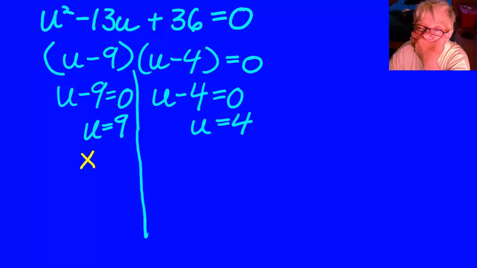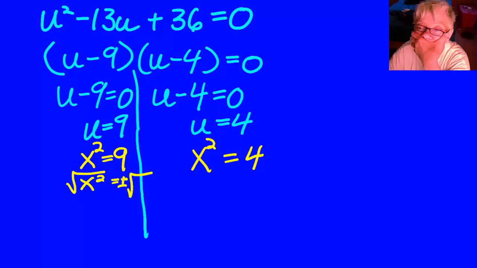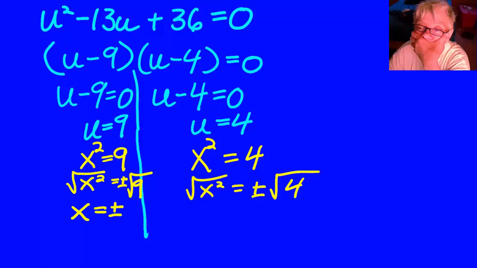Now I have to resubstitute the letter that was used in the original equation. After all, u equals x squared, so I resubstitute x squared in for the u. Then to isolate x, I take the square root of both sides, and I take the plus or minus square root of the constant. So on the left, I get x equals plus or minus 3, and on the right I get x equals plus or minus 2.